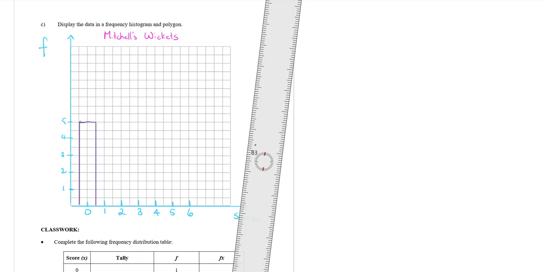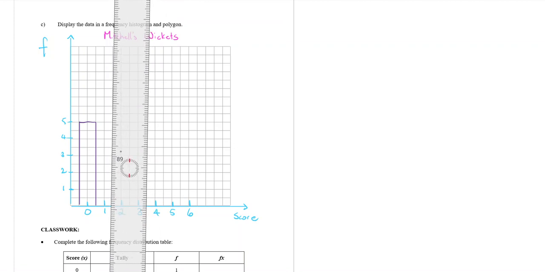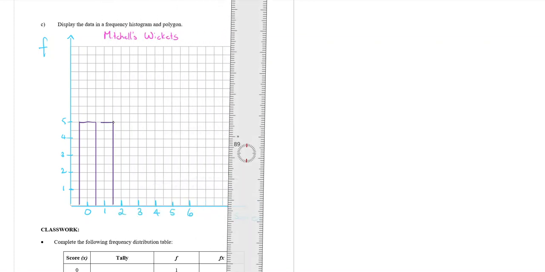Okay, then we'll do the next one. The score of 1 was also 5. So I'm going to draw another one right next to it. There should be no gap in between your columns. There is a gap here at the start. There must be a gap here at the start. But these columns in between, there should be no gaps. They're all going to be next to each other from here on.